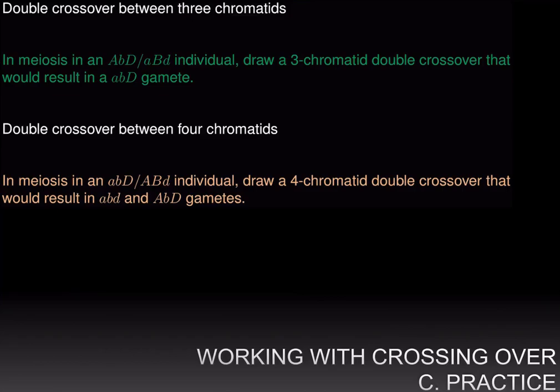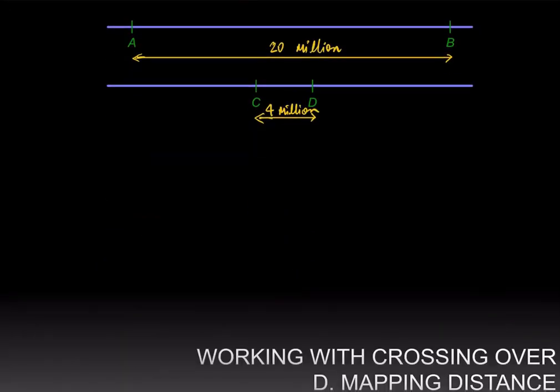Next, let us discuss the idea of mapping distance. Let's say I have two genes, A and B, that are separated on a chromosome by 20 million base pairs. And on the same chromosome, I have another pair of genes, C and D, separated by 4 million base pairs.